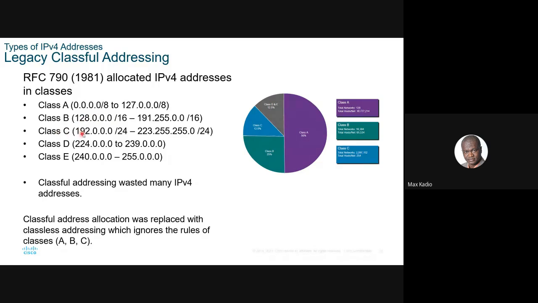If you use class C, the first three blocks will identify the network to which this IP belongs, and only the last one will be assigned to the host.